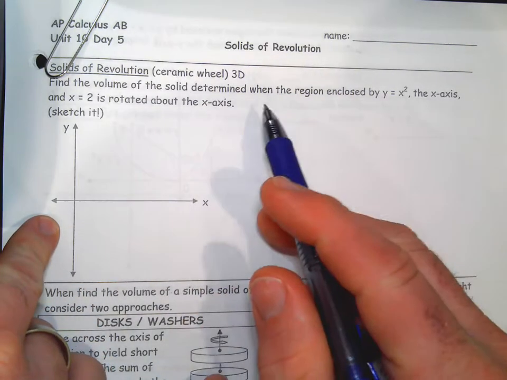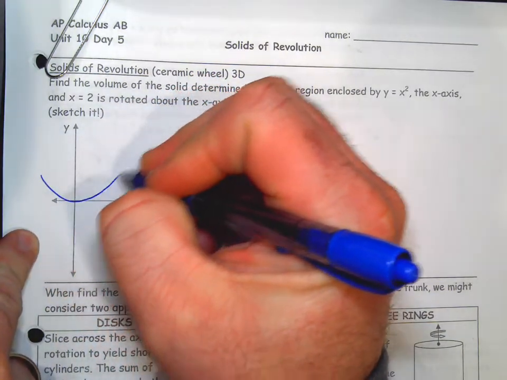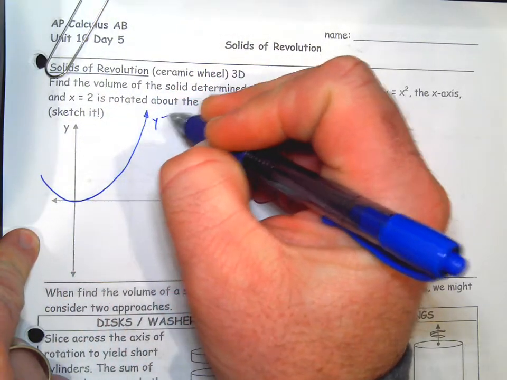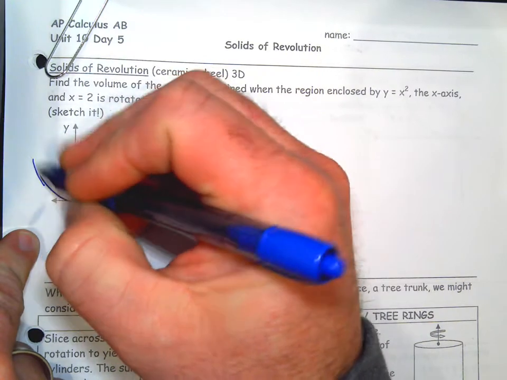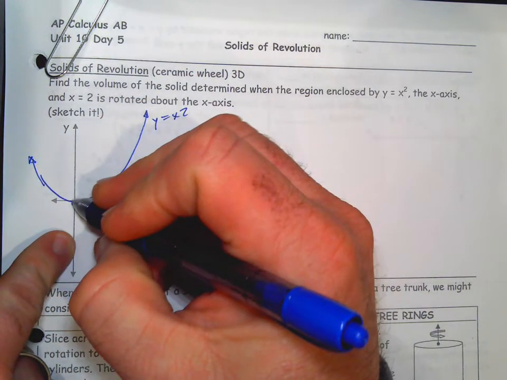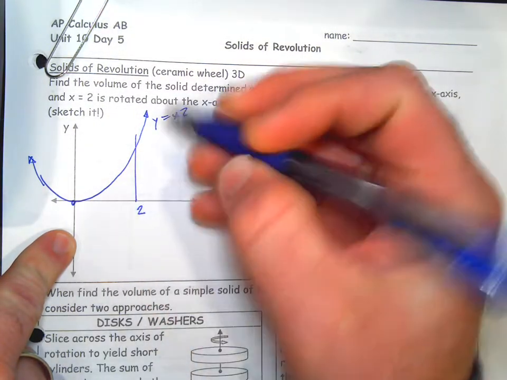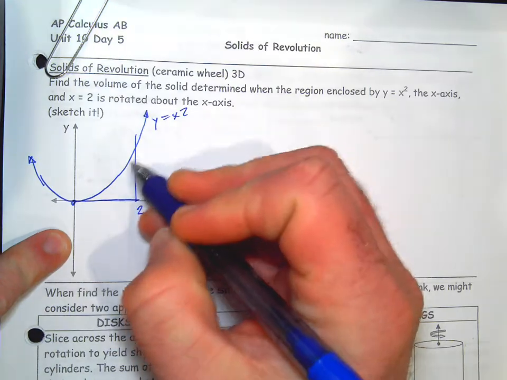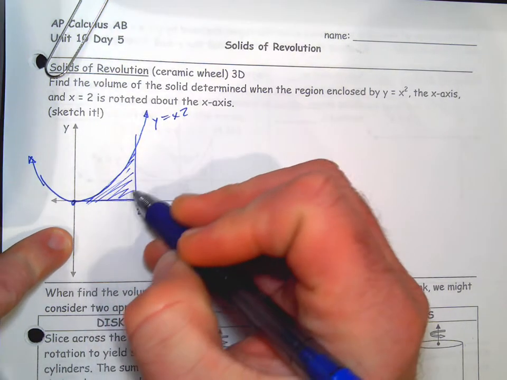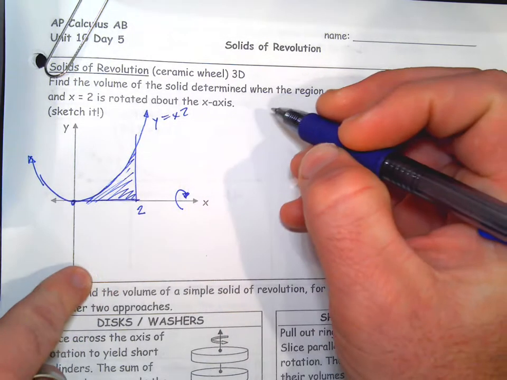Find the volume of the solid determined when the region y equals x squared, so that's a parabola, the x-axis, and x equals 2, so this is like 2, is rotated about the x-axis.